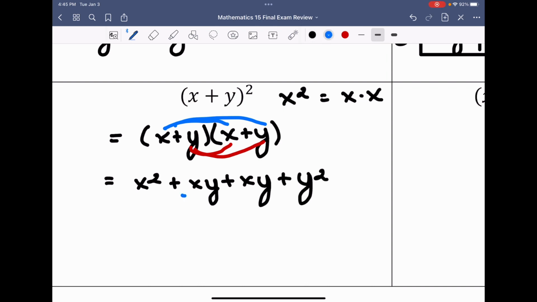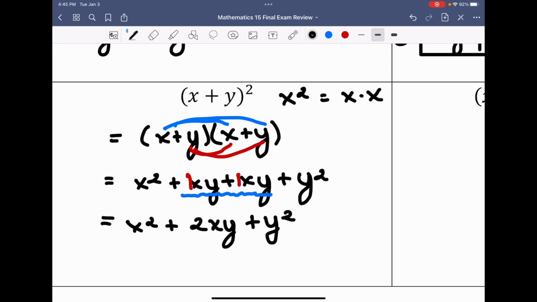What you'll realize is when you use FOIL method or box method, you're going to have these two in the middle that you can put together. This is equal to x squared plus... The coefficient on both of these is technically 1. You have 1xy and 1xy that comes together to be 2xy plus y squared.